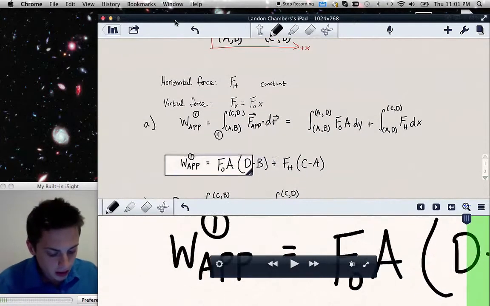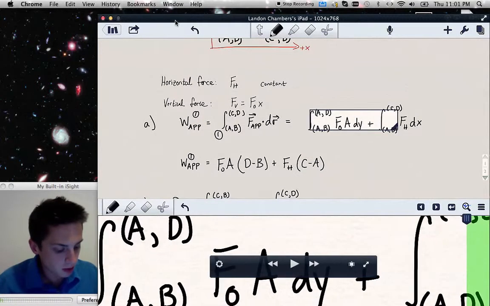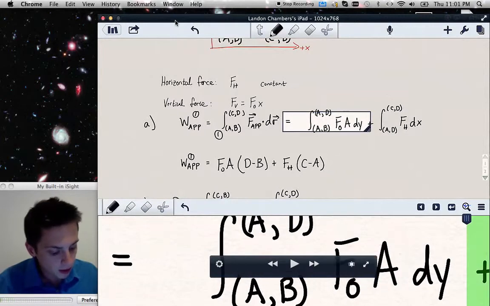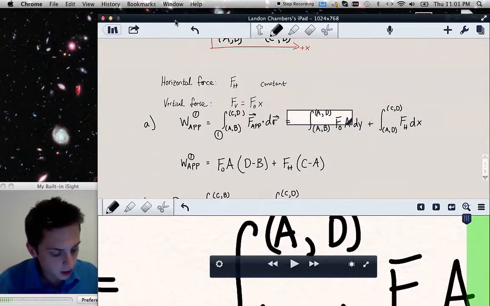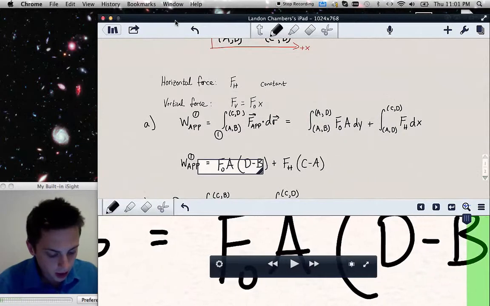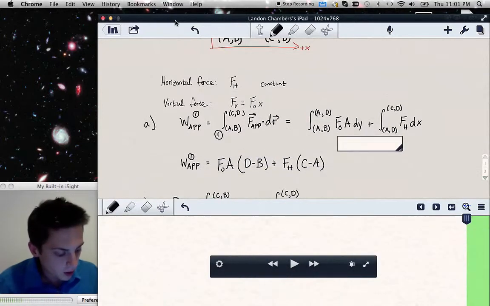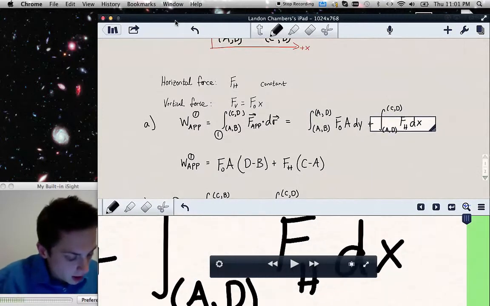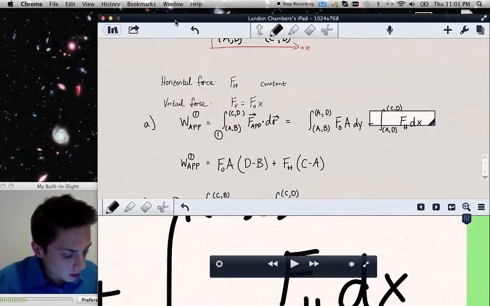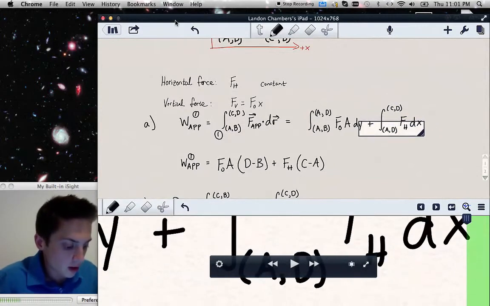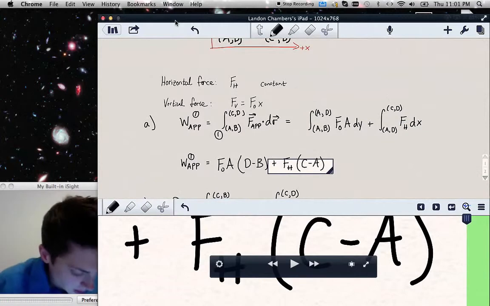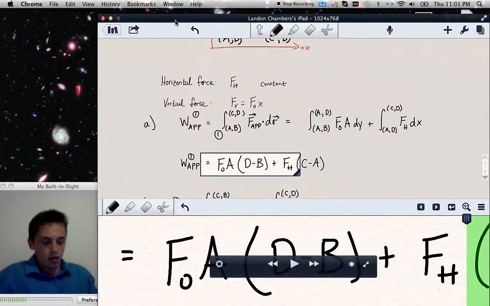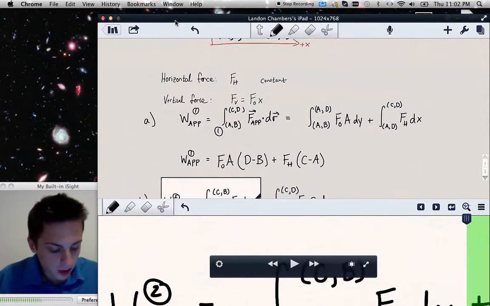Okay. So performing these integrals, these are two constants multiplied by each other. So the indefinite integral is F0AY. And the final y-coordinate is D, and the initial y-coordinate is B. So we get F0A(D minus B). This is also a constant, so the indefinite integral is FHX. And we're integrating over x here, so we look at the final x-coordinate C and the initial x-coordinate A. So it's FH times (C minus A). And the sum of the work done along each leg of the path is the total work done along path 1 by the applied force.